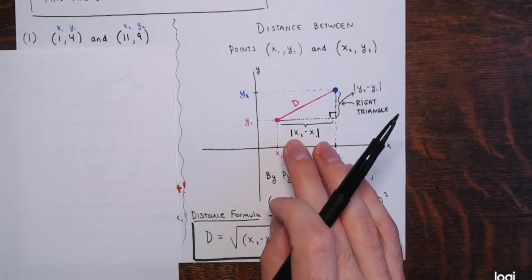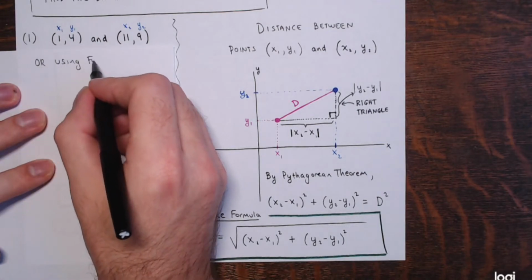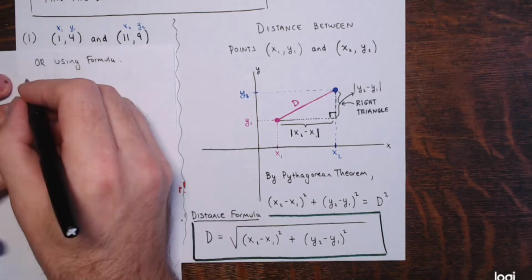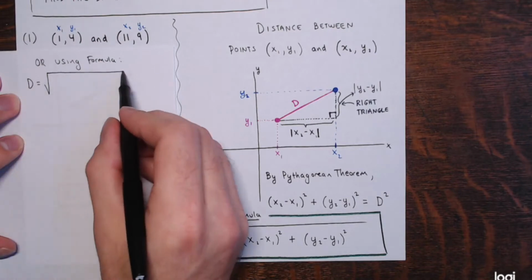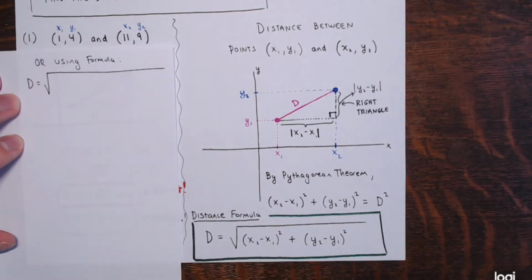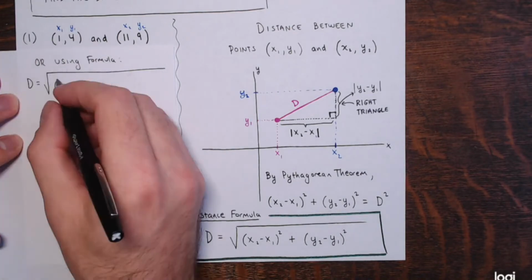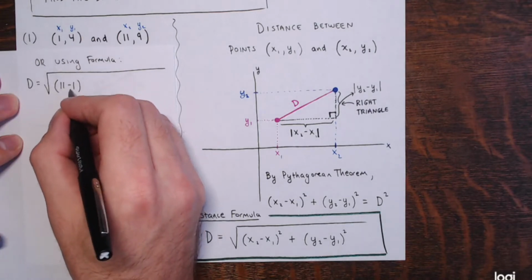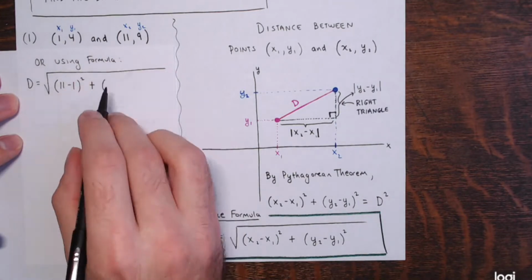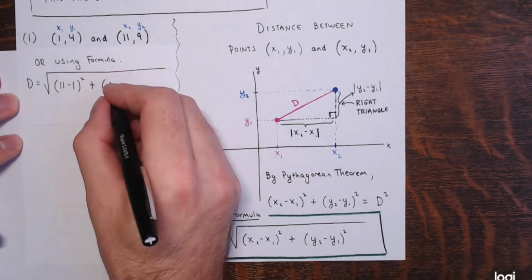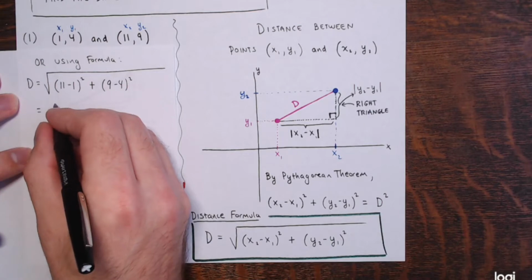I also have, or using the formula. Right? The distance between these points, d, equals the square root, and just make a big square root. And then in the first set of parentheses in here, you have the change in the x-coordinates, 11 minus 1, that quantity, but then squared, right? Plus, and then in another set of parentheses, the change in the y-coordinates squared, right? 9 minus 4 squared.